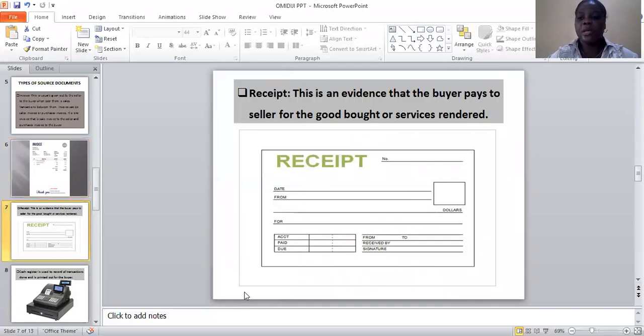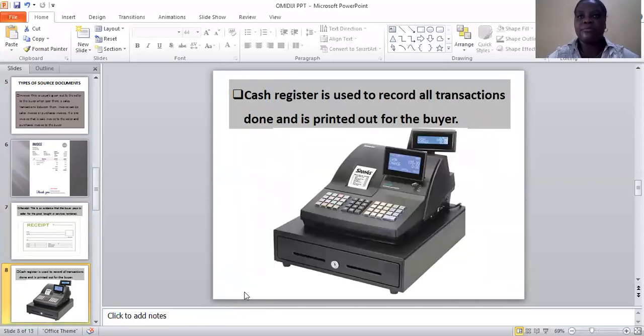Our next source document is receipt. Receipt is usually issued by the seller as well, given to the buyer as evidence of payment made by the buyer to the seller. Receipts can be shown at any point in time to show that the goods belong to the buyer, that they have been paid for. And the next one is cash register.